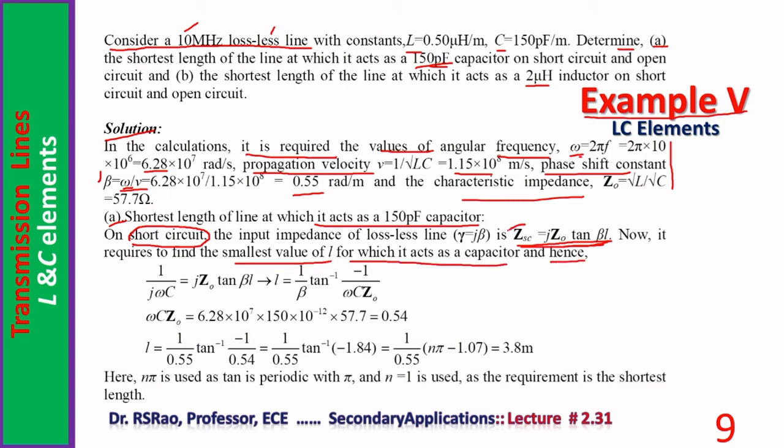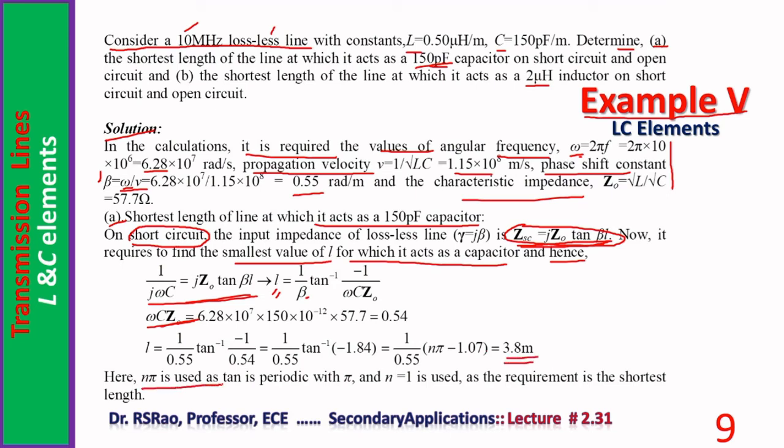Hence, this is the impedance on short circuit. Let us suppose it is acting as a capacitor with capacitance C, then the impedance of that capacitance is 1 by j omega C. It is a line, therefore it must be equal to j Z0 tan beta L. Solving this, we get L equal to 1 by beta tan inverse of minus 1 by omega C Z0. Omega C Z0 is available, beta is available. Substitution and solution gives 3.8 meters.